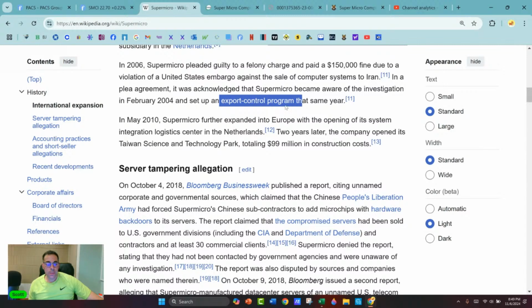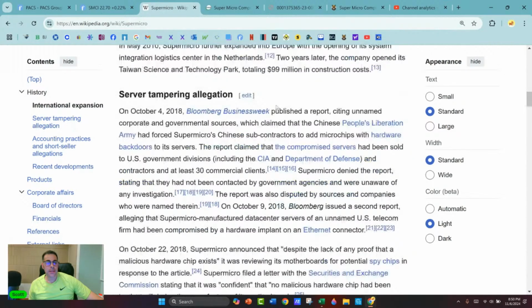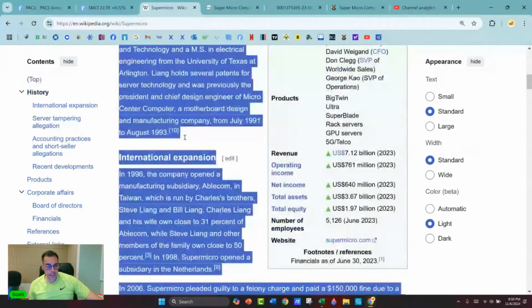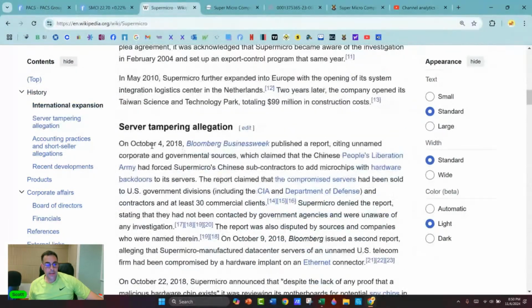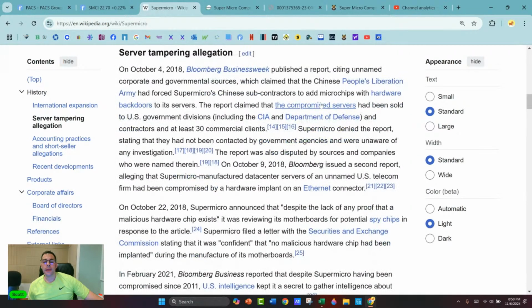Two years later, the company opened its Taiwan Science and Technology Park, totaling $99 million in construction costs. Server tampering allegation. Why does that keep doing that? So in October 2018, Bloomberg published a report citing unnamed corporate and governmental sources, which claimed that the Chinese army had forced Supermicro's Chinese subcontractors to add microchips with hardware backdoors to its servers.